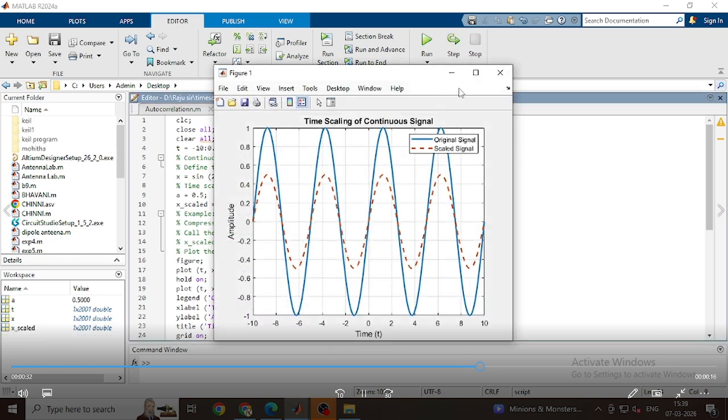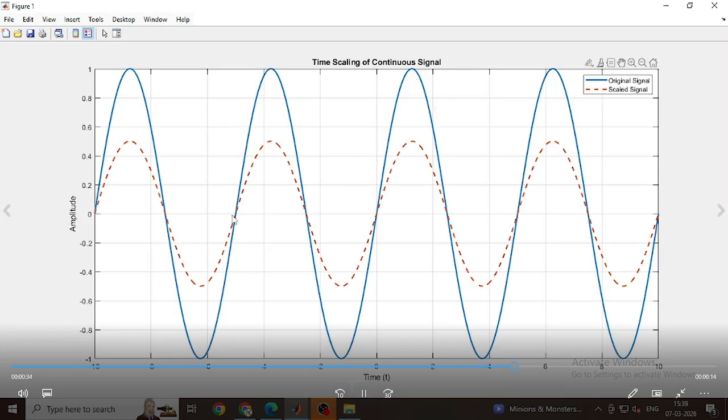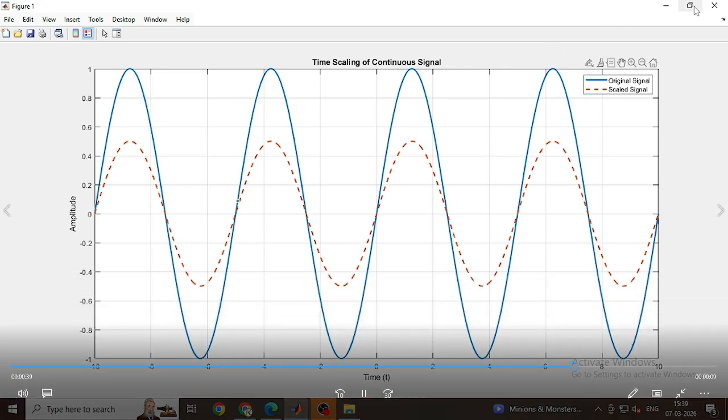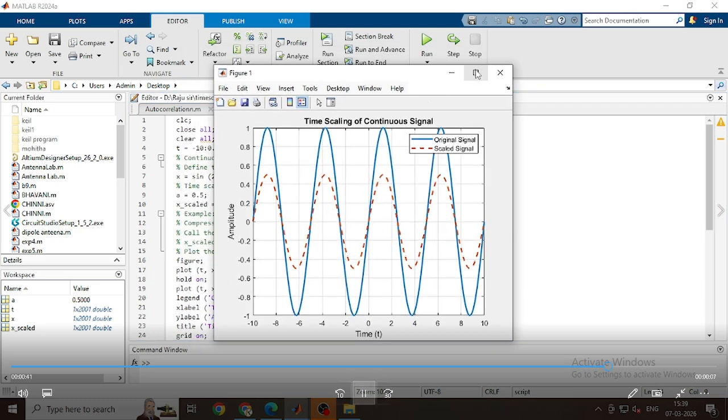So this is the scaled signal as you are given results. So ఇలాగా మనకి this is the original signal, this is the scaled signal. ఇలాగ మనం scaled signalని, time scaling signalని జనరేట్ చేస్తాం.